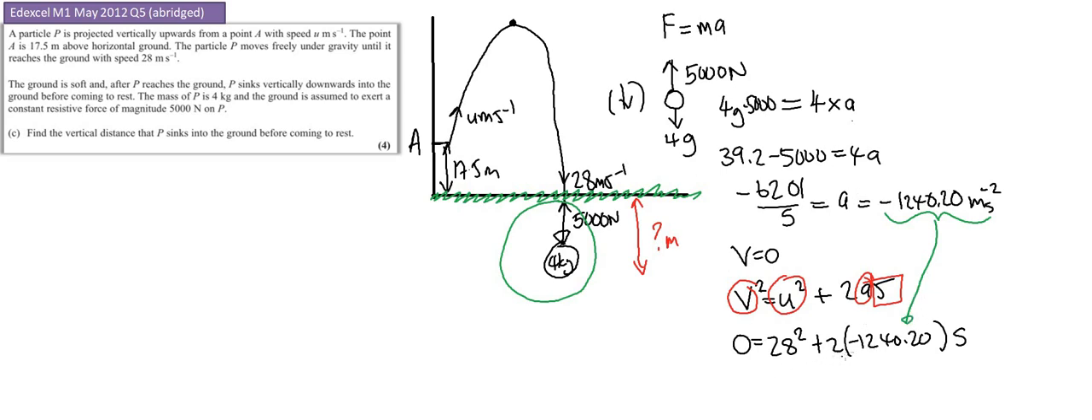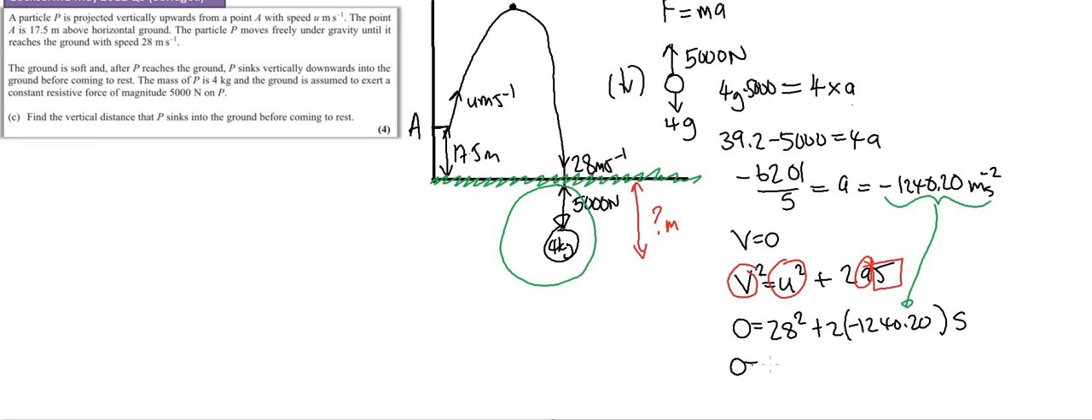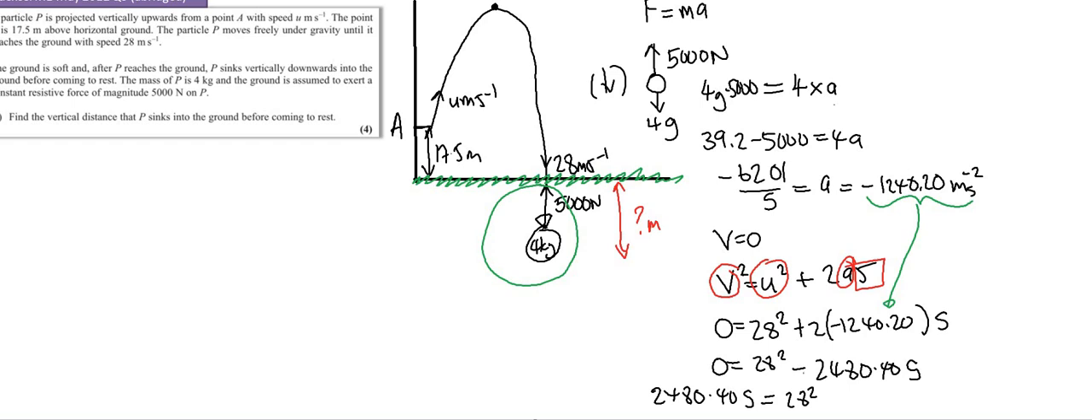Now what we have to do is expand this bracket and then move it to the other side. Let's do this in 2 steps. We've got 0 equals 28 squared, and this is going to be minus, so let me expand the bracket: minus 2,480.4 times s. Take that over to the other side: 2,480.4 s is equal to 28 squared. If we then divide by 2,480.4, you get that s is equal to 0.316. Now remember, this is displacement, so that's in meters.